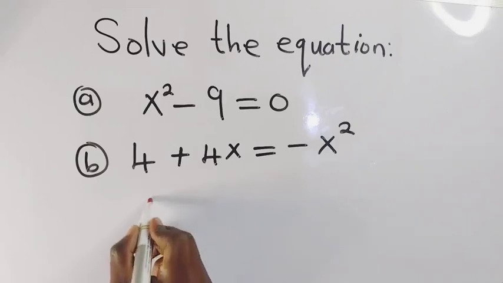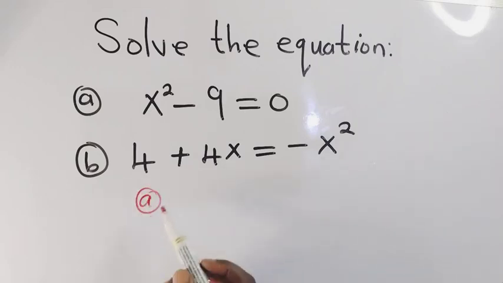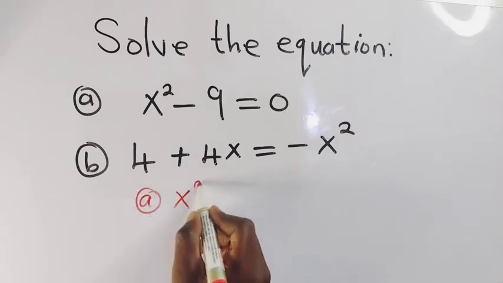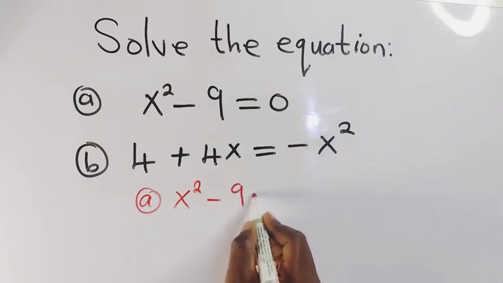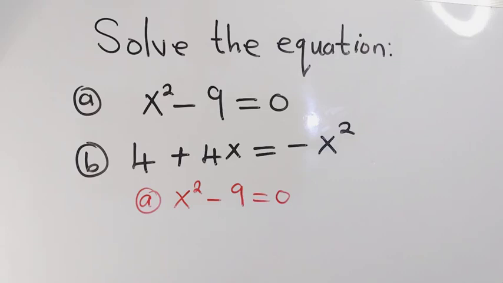So we are going to start with our first question. We have x squared minus 9 is equal to 0. The way we can solve this equation is we can see we have x squared minus 9. This 9 is a perfect square number, which can be written as 3 squared. So we can write x squared minus 3 squared is equal to 0. You can write it like this.